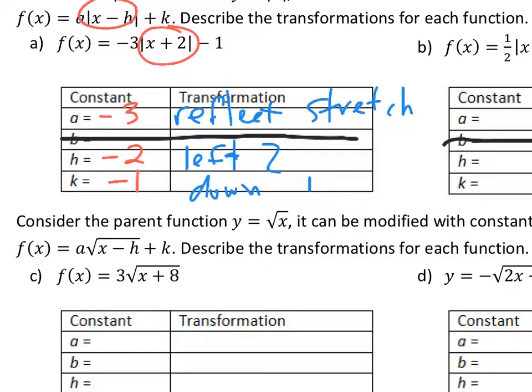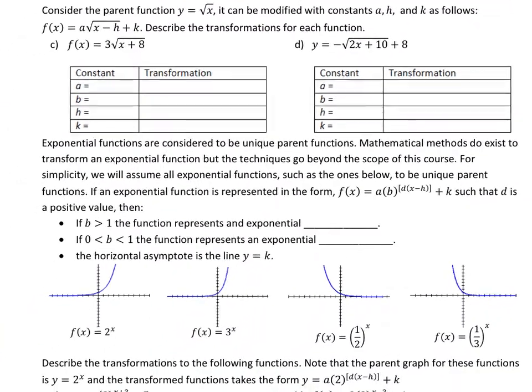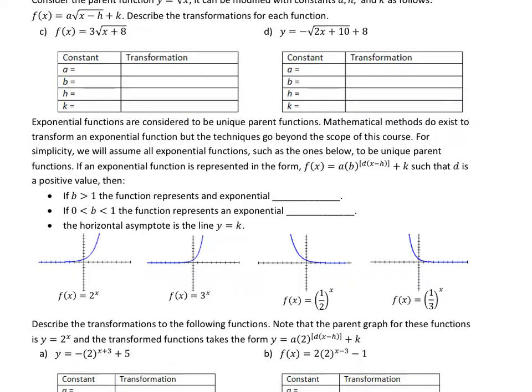I'd like you to take your moment and do B on your own. And then we'll move down and do square root function. So pause the video and do B. Consider the parent function y equals the square root of x. It can be modified with constants a, h, and k as follows. Okay, so again, I don't need to worry about that b right now. So our parent function setting us up for transformations is a times the square root of x minus h plus k. Describe the transformations of each function.